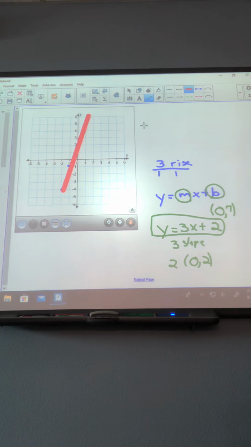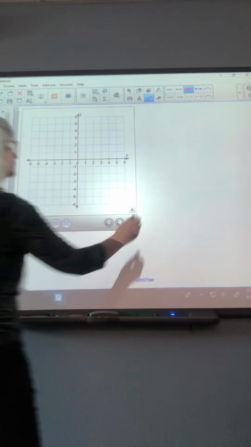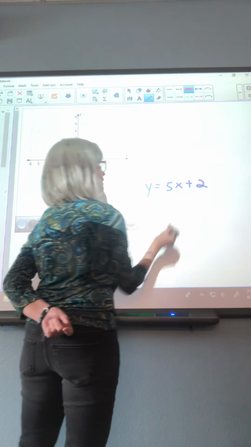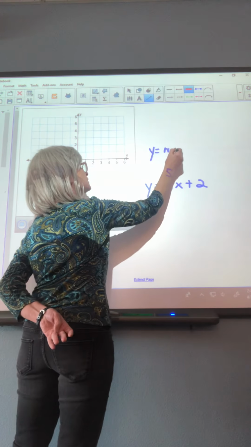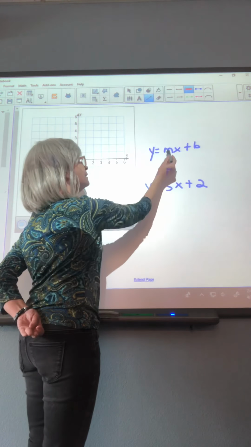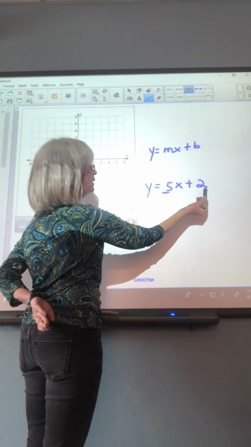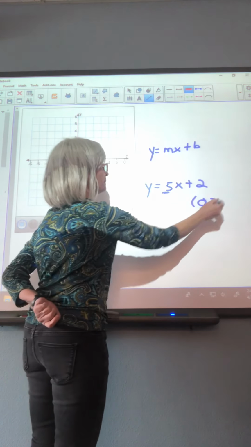All right, so let's look at the example that I gave you in number 6, where you have y is equal to 5x plus 2. Okay, so remember our original equation is y is equal to mx plus b, which you should memorize. The m in this equation is represented by the 5, and the y-intercept is 2 again. I think that's what it was last time.